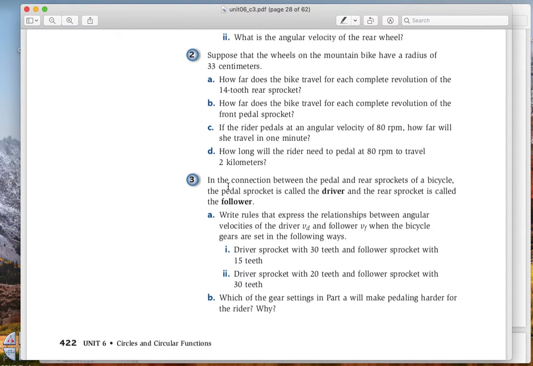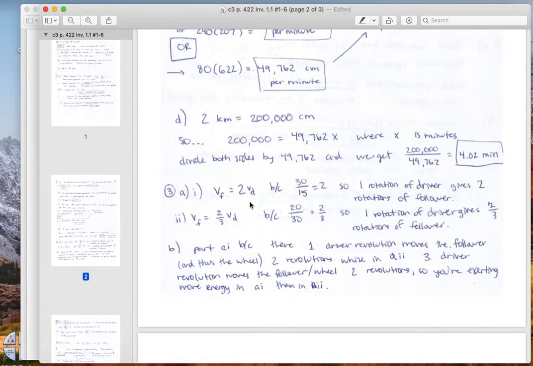In the textbook, I believe they say you could switch this around and say that the velocity of the driver equals half the velocity of the follower. That would also work, because basically the follower is going to be moving twice as fast as the driver. But if we're just looking at the driver's velocity, how fast it's rotating, they're directly related. It's going to be half the speed of the follower.